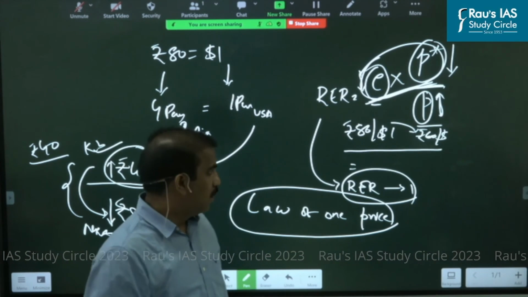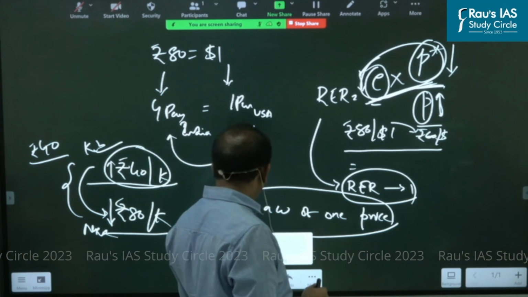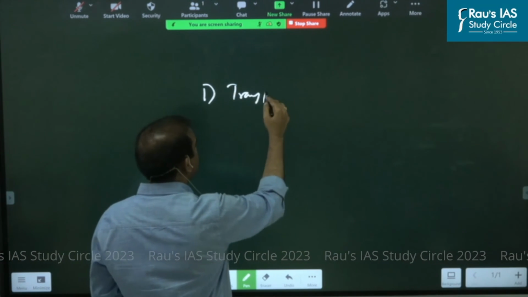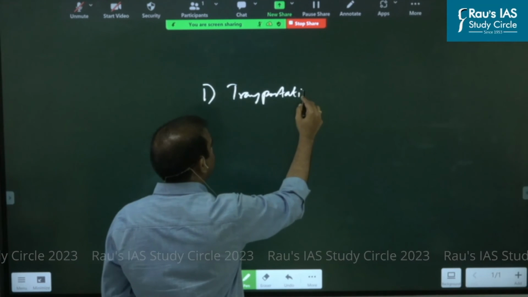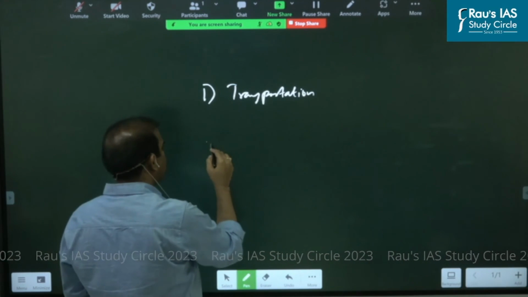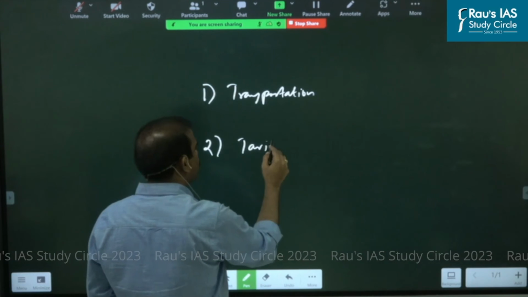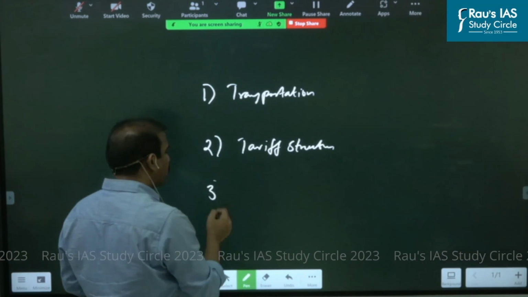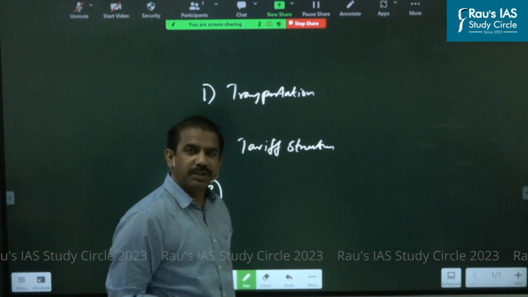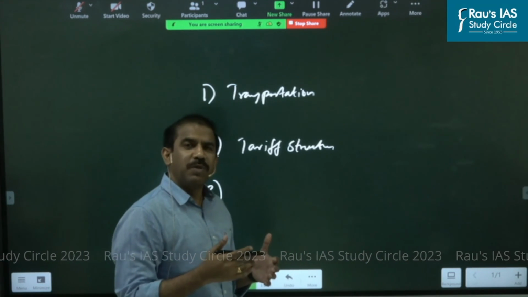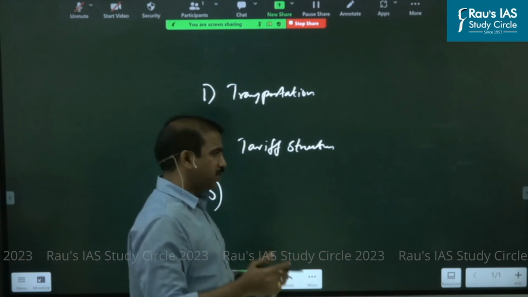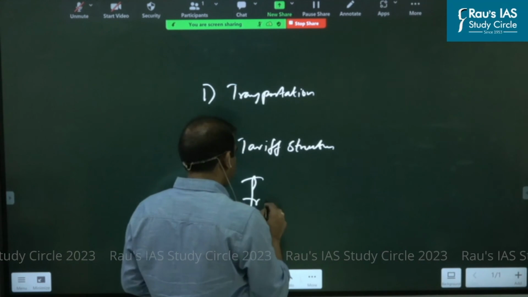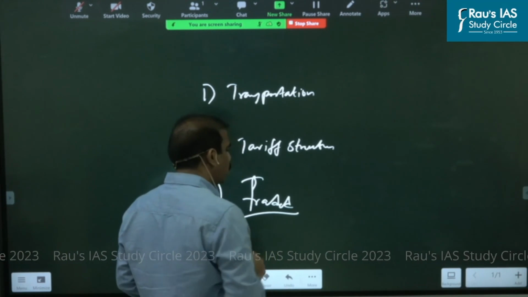The reason? I'll just list out some three important reasons. One major reason is the transportation cost. You cannot move everything. The second is, obviously, the tariff structures. And the third most important reason is, by this time you have noticed it, not every good and service could be traded or exchanged. That's it. So inability to trade or exchange.